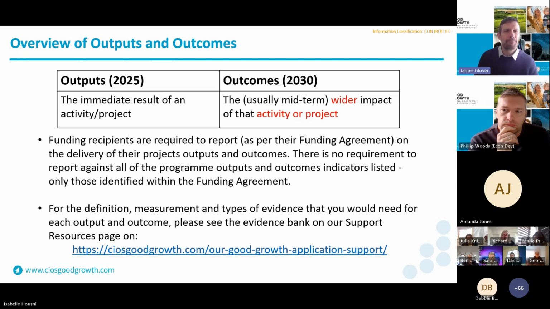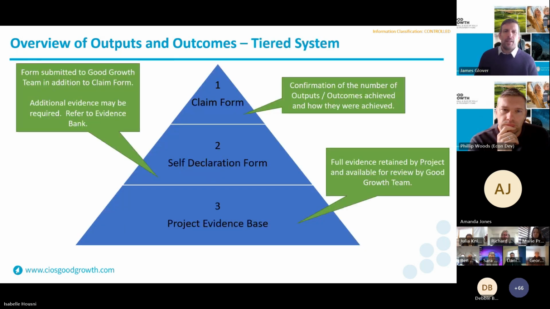Now the next slide, please. So in terms of reporting your outputs and outcomes to the Good Growth team, we're operating a tiered system. The key thing is, when you submit your claim form, most projects are on quarterly claims in arrears. When you submit your claim form, which you are required to do quarterly in arrears, whether or not you've actually incurred any financial expenditure, that claim form also acts as a progress check on where you are with delivering your project. So there you'd put any outputs or outcomes that you've achieved, the number you've achieved.